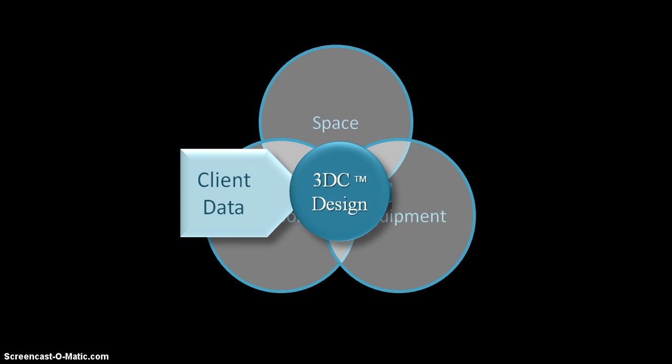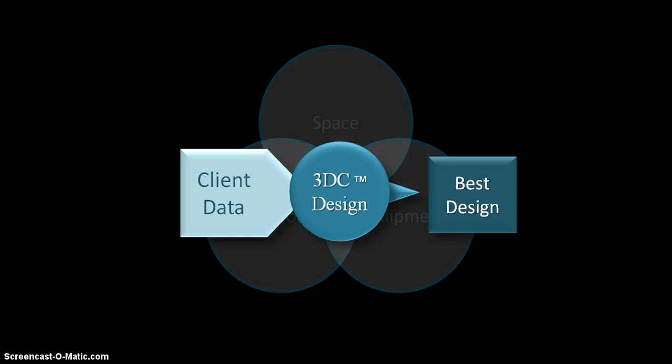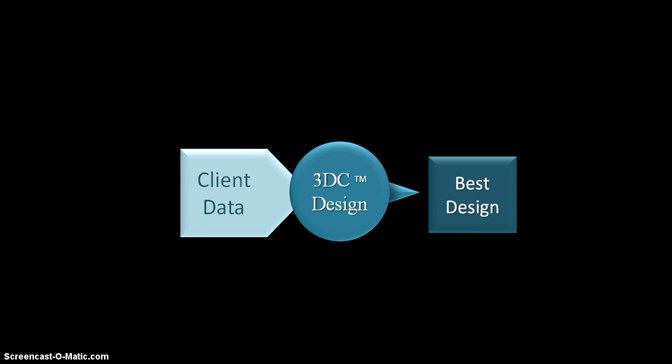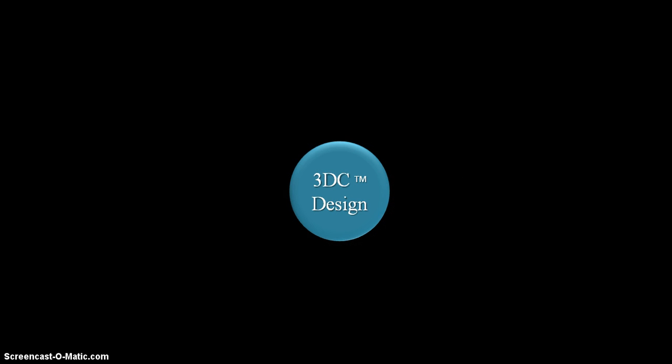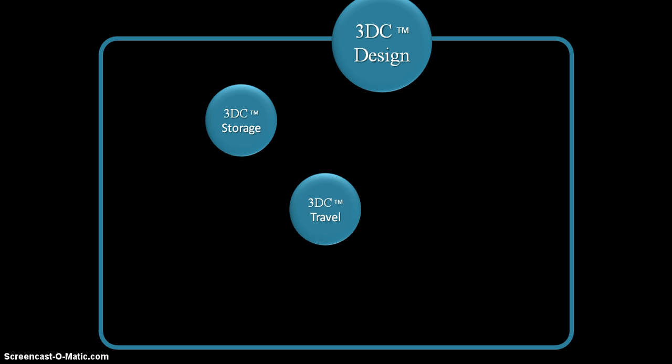3DC design analyzes client data to generate the best design solution. How does it work? The design toolset consists of three software modules, one for storage, one for travel, and one for MHE, or material handling equipment.